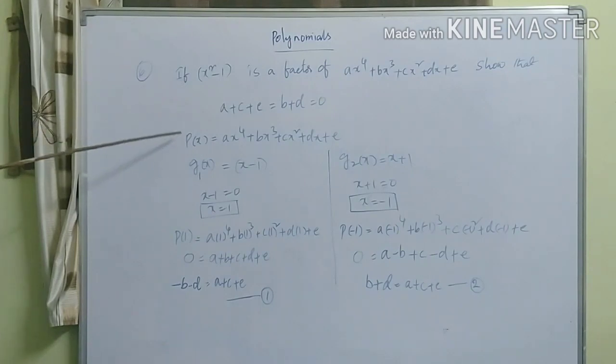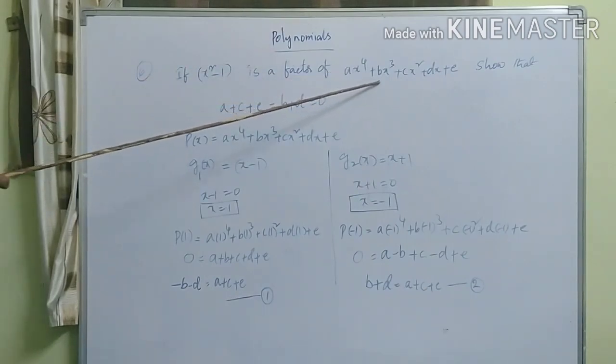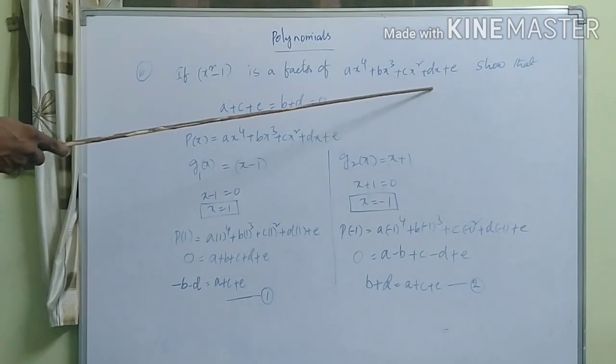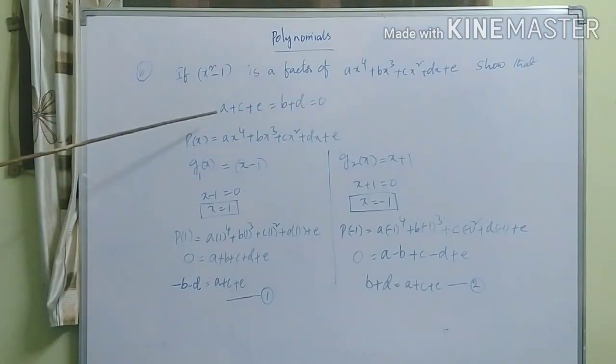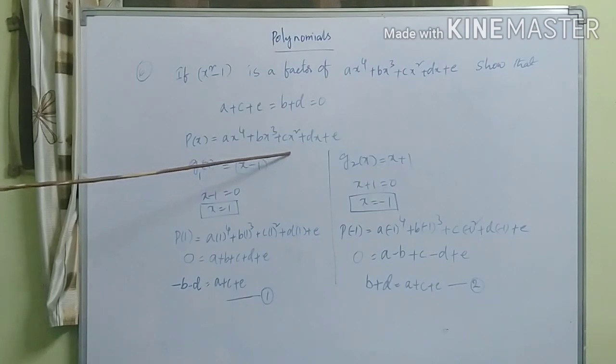This is our sixth question from exercise 2.4. So, if x square minus 1 is a factor of ax power 4 plus bx cube plus cx square plus dx plus e, show that a plus c plus e is equal to b plus d is equal to 0. Here p of x is equal to ax power 4 plus bx cube plus cx square plus dx plus e.